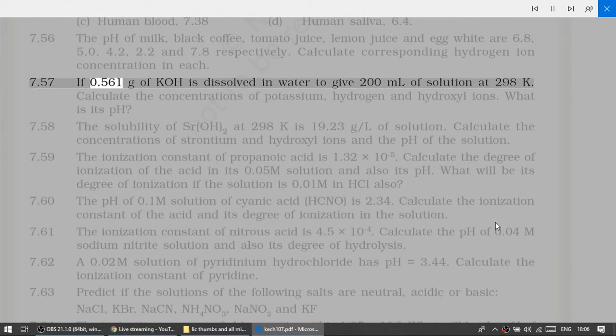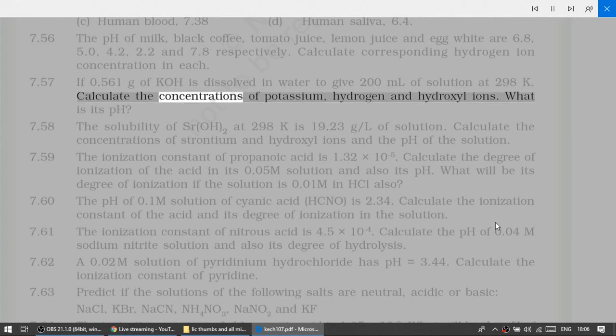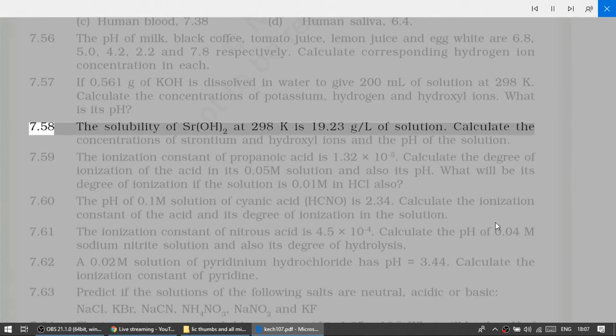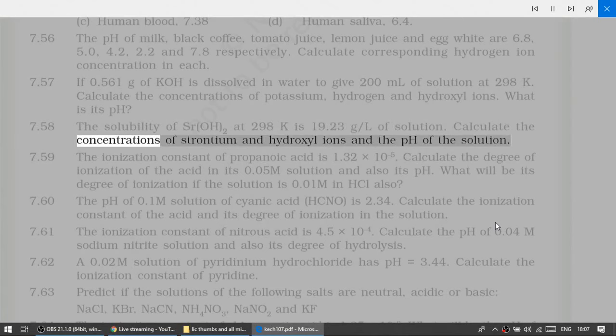7.57 If 0.561 g of KOH is dissolved in water to give 200 mL of solution at 298 K, calculate the concentrations of potassium, hydrogen and hydroxyl ions. What is its pH? 7.58 The solubility of Sr(OH)2 at 298 K is 19.23 g/L of solution. Calculate the concentrations of strontium and hydroxyl ions and the pH of the solution.